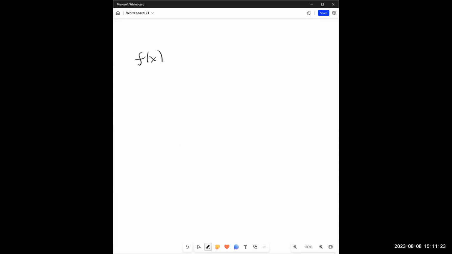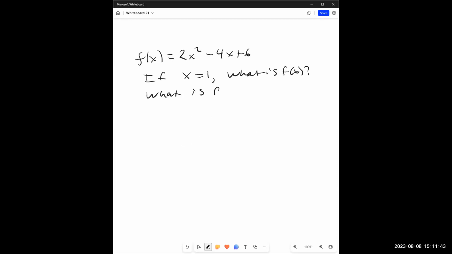So let f of x this time be 2x squared minus 4x plus 6. If x equals 1, what is f of x? Another way to answer that question is, what is f of 1? So f of 1 is going to be 2 times 1 squared minus 4 times 1 plus 6.